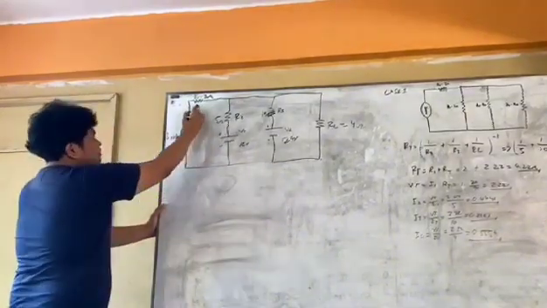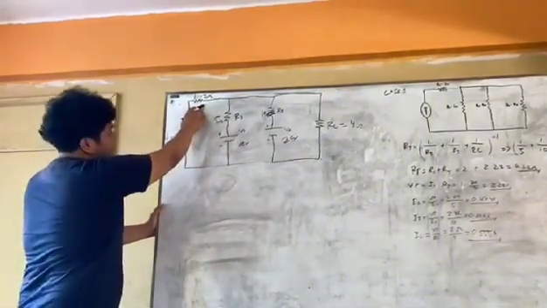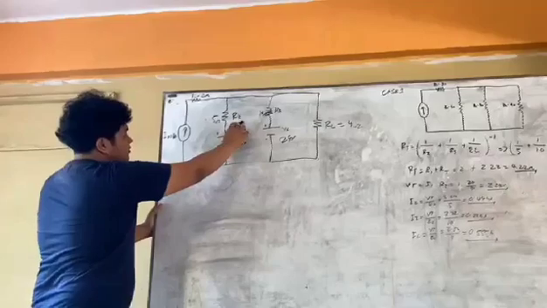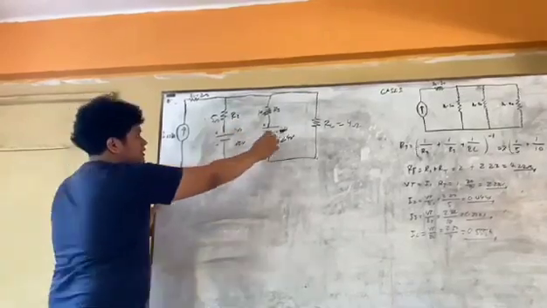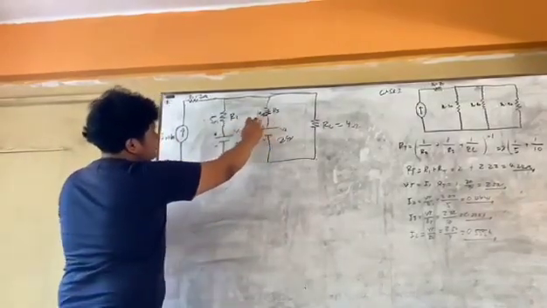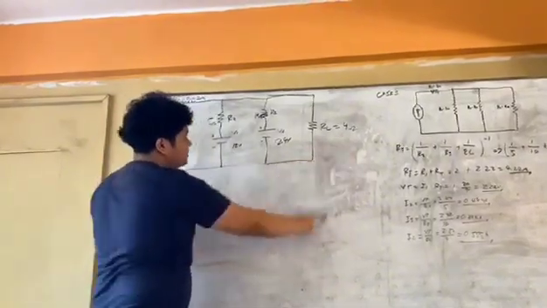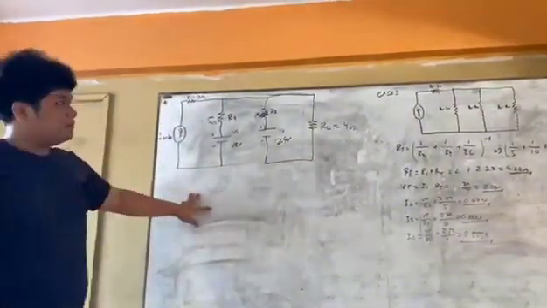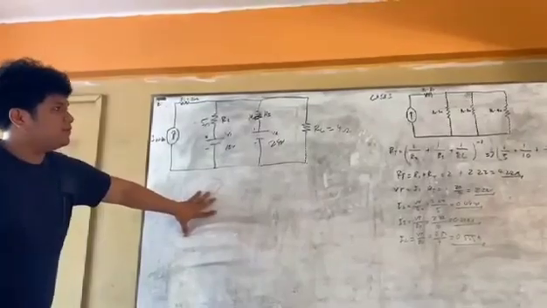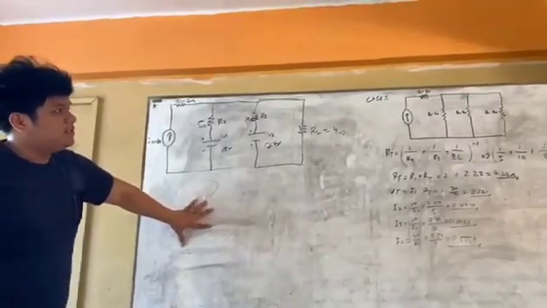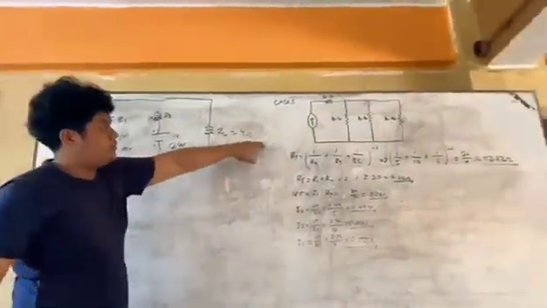We have resistance R1 equals 2 ohms. Resistance R2 is 5 ohms. Resistance R3 is 10 ohms. Resistance RL is equal to 4 ohms. So in order to show this, we have to utilize pieces. So we have here case 1.